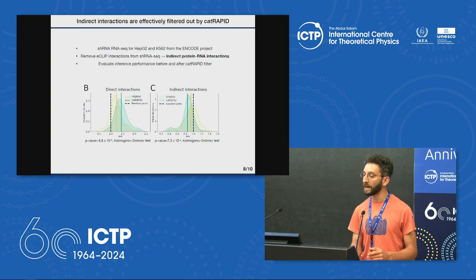While in the case of indirect interactions, we have the opposite effect. So the filtering with CatRapid is actually removing indirect interactions.